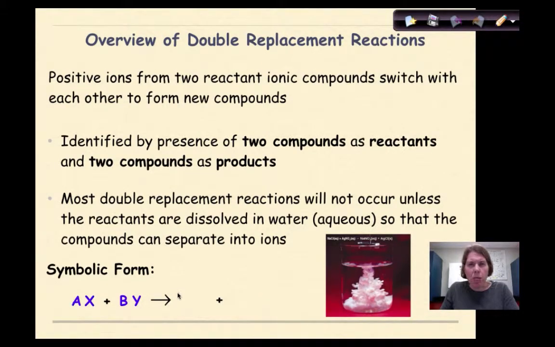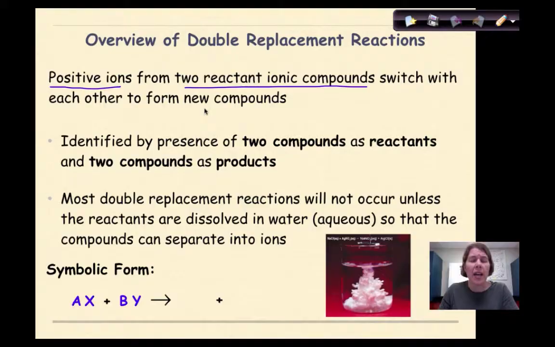Finally, let's talk about double replacement reactions. So what's happening in a double replacement reaction? Well, the easiest way for me to approach it when I teach my students this concept is to take the positive ions from the 2 reactant ionic compounds. So you're always going to start out with 2 ionic compounds, and you're going to separate them down into component ions, and then you're going to switch the positive ions around so they go with the new negative ions. So switch with each other to form new compounds.